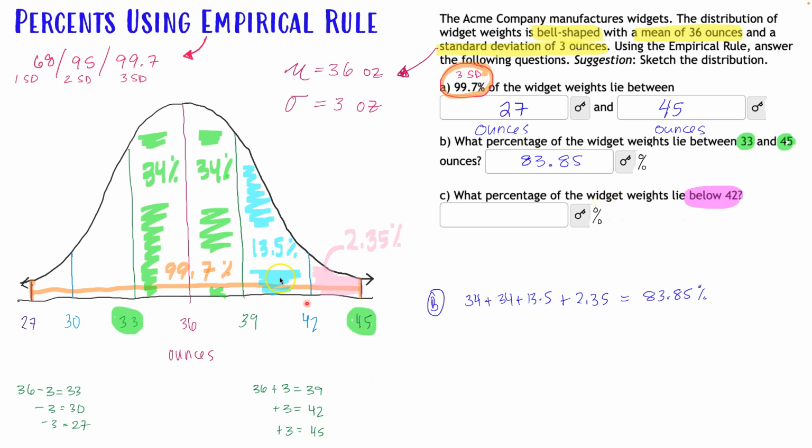The next question says, what percentage of the widget weights lie below 42? Again, you want to see if it's on your axis here. So I see 42 and I want to add up all of those numbers below that. You have 2 options. You could add up all of those numbers below that, or you could use the complement.